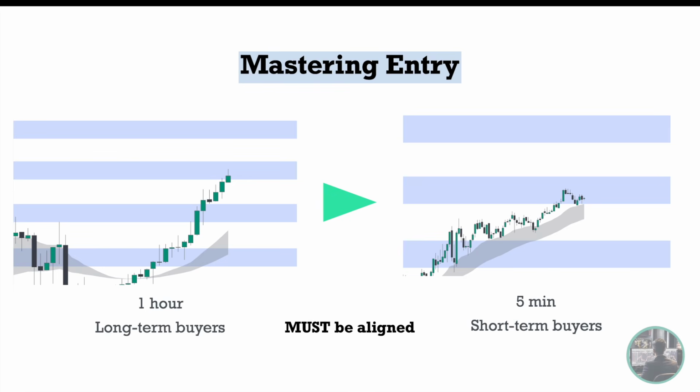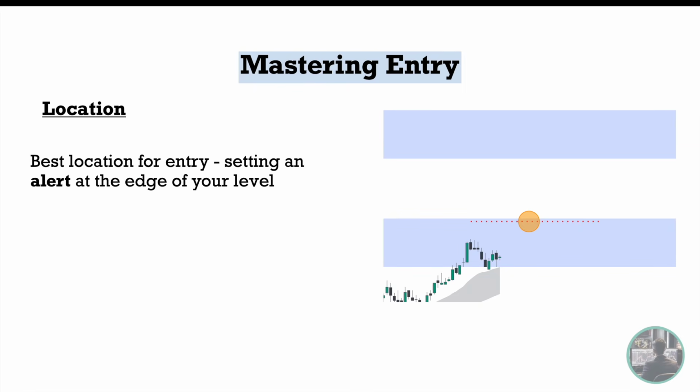And when it comes to the entry location, that's pretty straightforward as well. When the timing is right, you want to make sure you have the best location for entry. And that's going to come from setting an alert at the edge of your level. Now, setting an alert does two things.